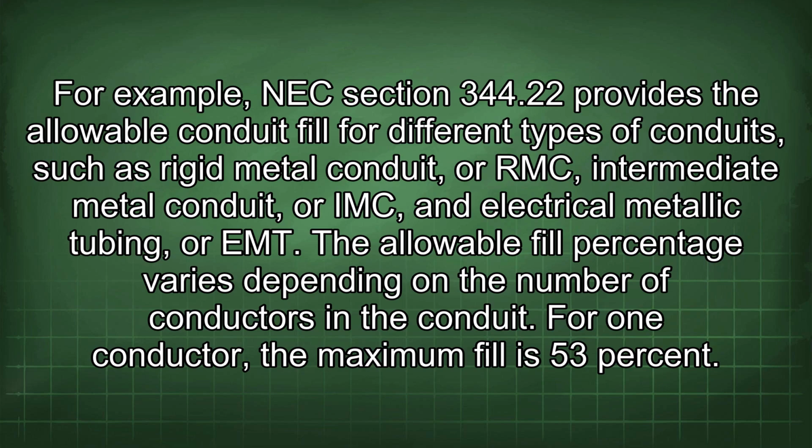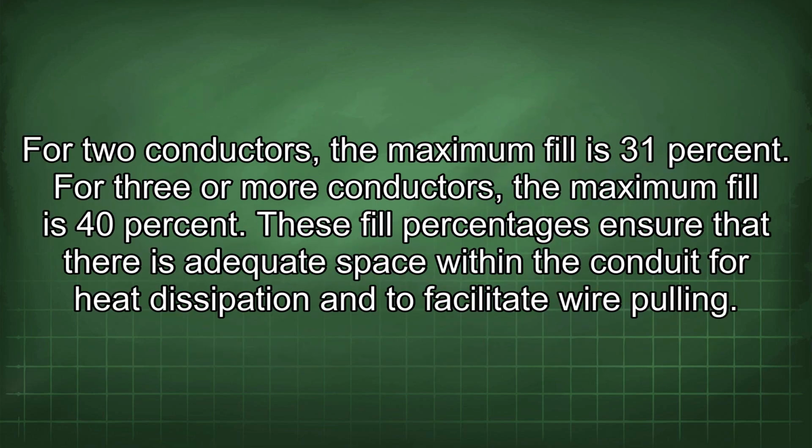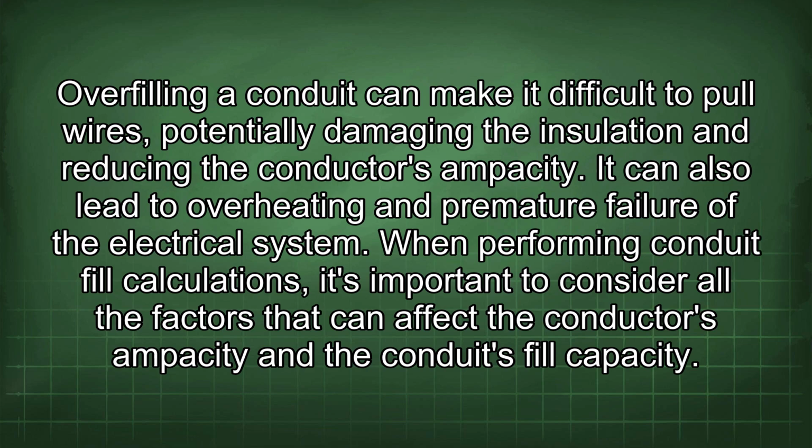For one conductor, the maximum fill is 53%. For two conductors, the maximum fill is 31%. For three or more conductors, the maximum fill is 40%. These fill percentages ensure that there is adequate space within the conduit for heat dissipation and to facilitate wire pulling. Overfilling a conduit can make it difficult to pull wires, potentially damaging the insulation and reducing the conductor's ampacity. It can also lead to overheating and premature failure of the electrical system.